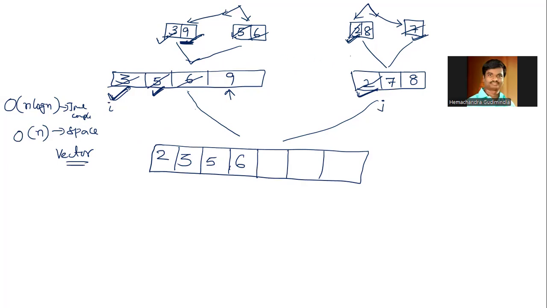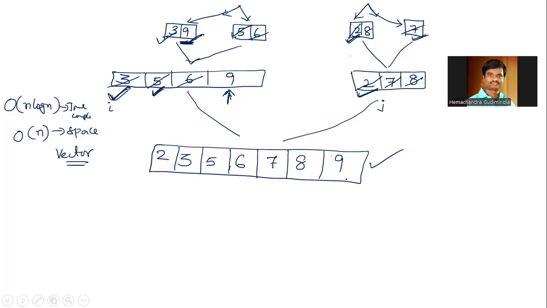Here, this is my new position. 9 compare with 7. 7 is smaller. So 7 I'm going to insert. Again, 9 I'm going to compare with 8. Which one is smaller? 8 is smaller. I will write. So now all elements completed. Now 9 as it is I will write. So this is our finally sorted array in ascending order: 2, 3, 5, 6, 7, 8, 9.